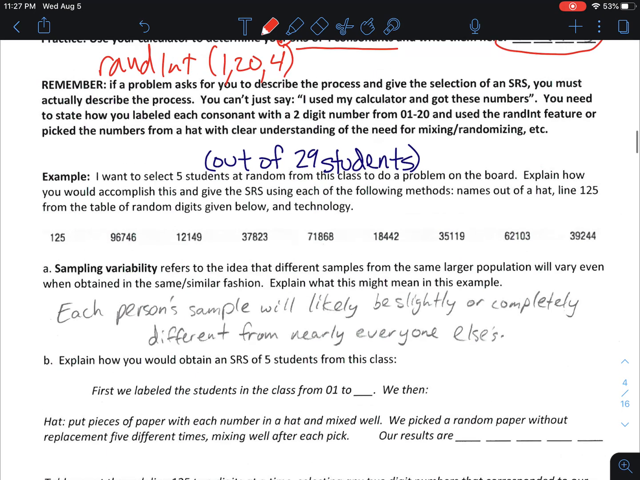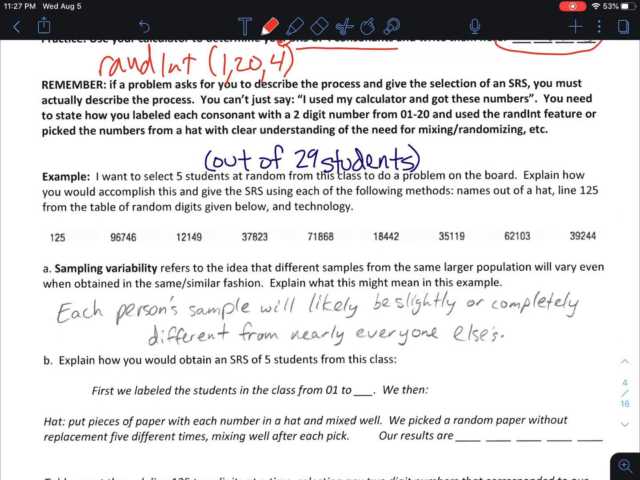Okay. So if I wanted to do the following, I want to select 5 students at random out of 29 students. Let's just say I don't think there's 29 students in this class, but that's usually what the highest is. So let's just say there's 29 students. I want to select 5 at random to do a problem on the board. Okay, you can do this one of 3 ways, right? The name out of a hat, using one of the lines, and the randInt feature.